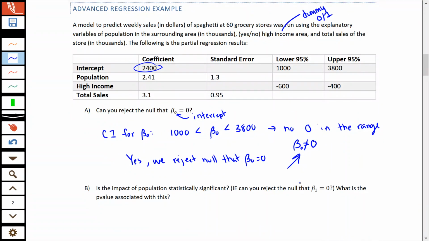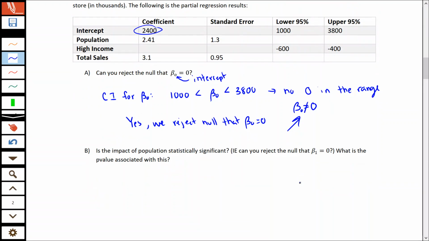Part B says, is the impact of population statistically significant? I.e., can you reject the null that beta 1 equals 0? And so when we look at this, we're like, great, we just did this for part A, but then when we look at population, it didn't give us a confidence interval. And in fact, it asks us specifically for what is the p-value associated with this.